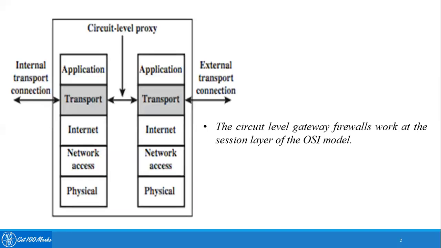Circuit level firewall is otherwise called circuit level gateway firewall, which works at the session layer of the Open Systems Interconnection model. As we all know, there are seven different layers in the OSI model, and the circuit level gateway firewall exclusively works on the session layer. You can see from the diagram, it mainly concentrates on the sharing of information from one packet to the other packet.